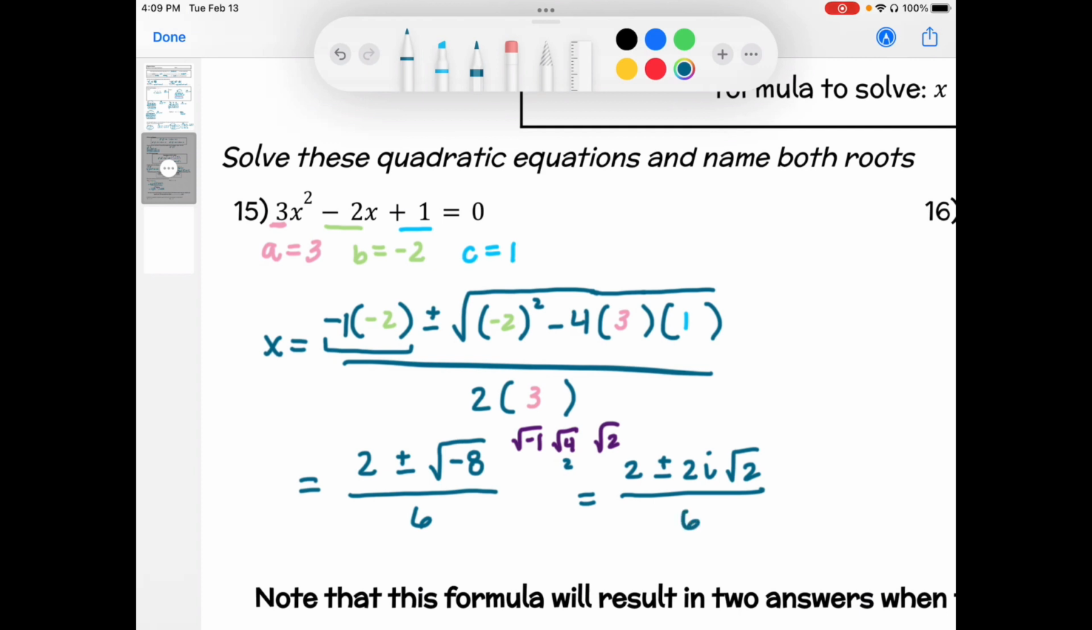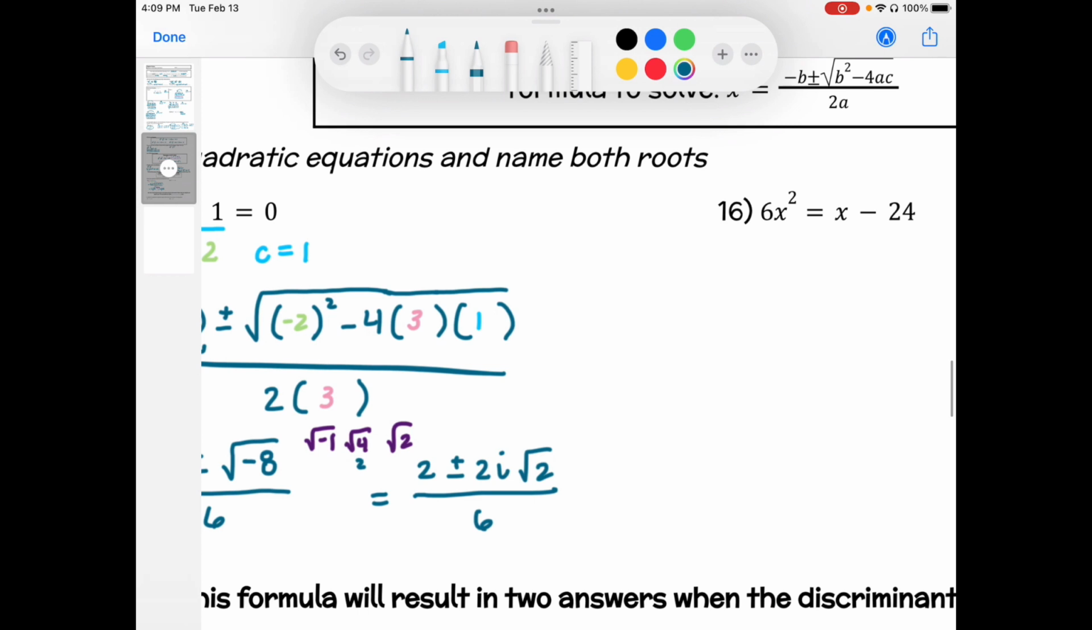and still over 6. So our final step for our final answer is figuring out, can we divide all of these numbers by the same thing? So we can divide them all by 2, so I'm going to go ahead and do that, and that gives us our final answer, which would be 1 plus or minus i square root 2 over 3. Okay, so remember that plus or minus.